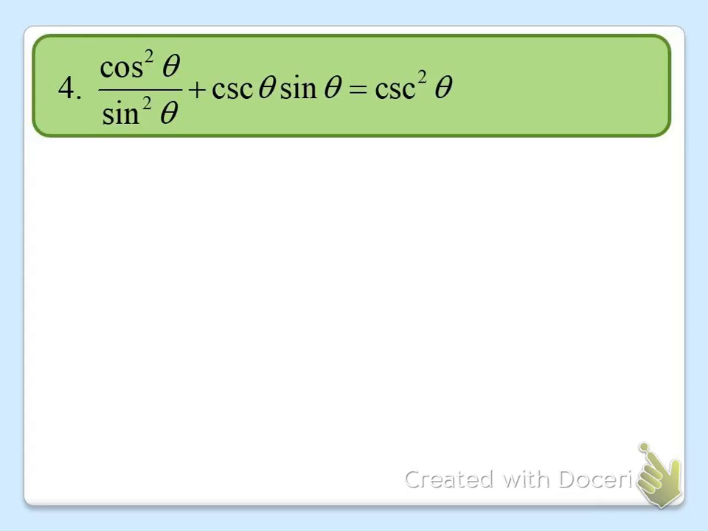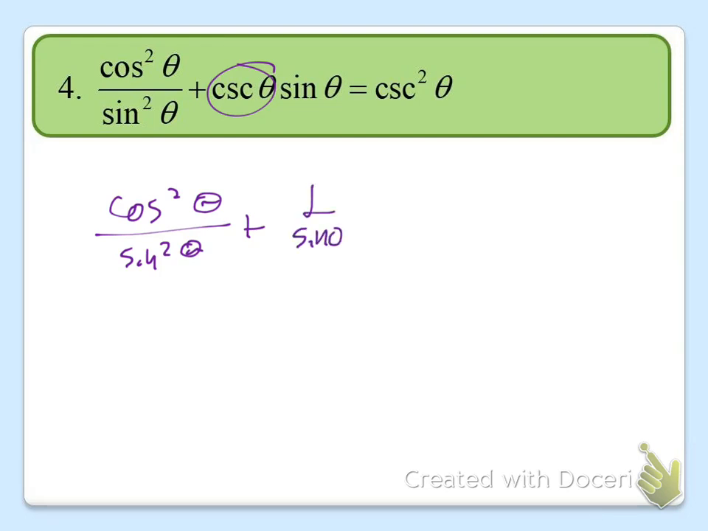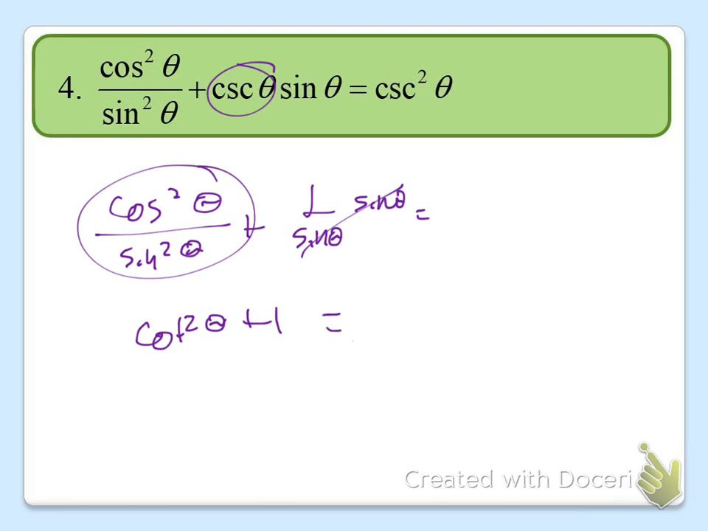Well, we could write this in terms of sine and cosine. So we get cosine squared theta over sine squared theta plus cosecant, which is 1 over sine. The reason I would do that is so that the signs would divide out. Cosine squared over sine squared is actually just cotangent squared. So we get cotangent squared plus 1.